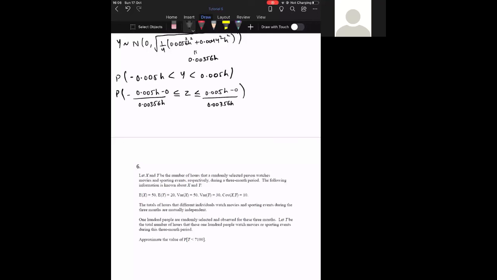Notice that since the mean is 0, we'll just have two expressions in which h is being multiplied in the numerator and the denominator both. The h's get cancelled, and we'll just be left with the values of z between 1.4 and minus 1.4.